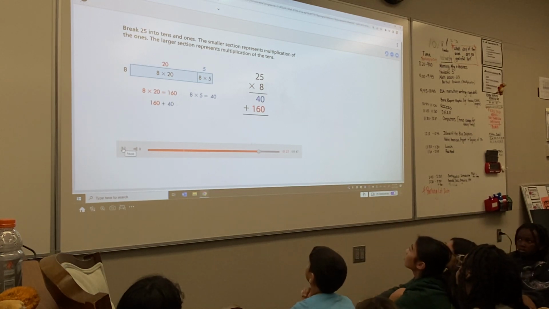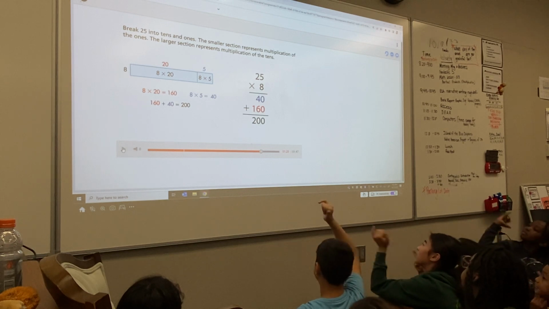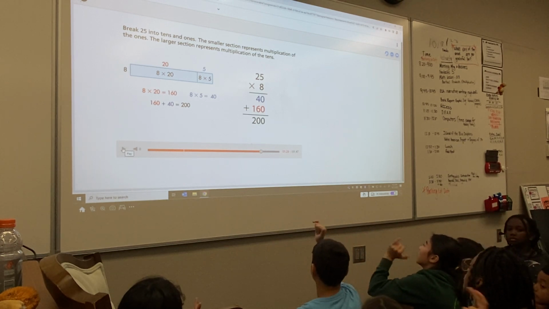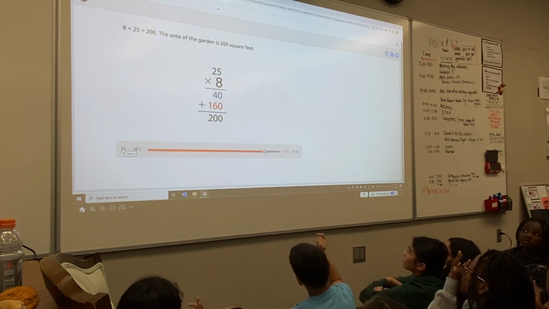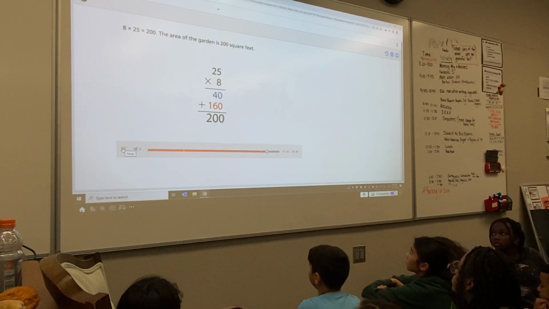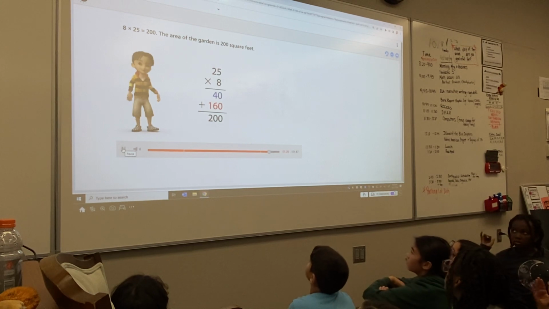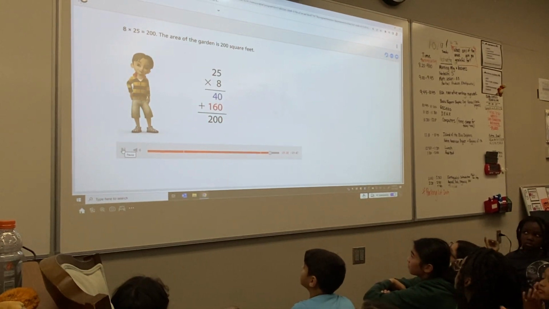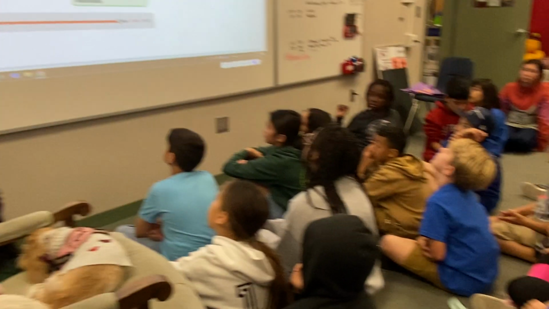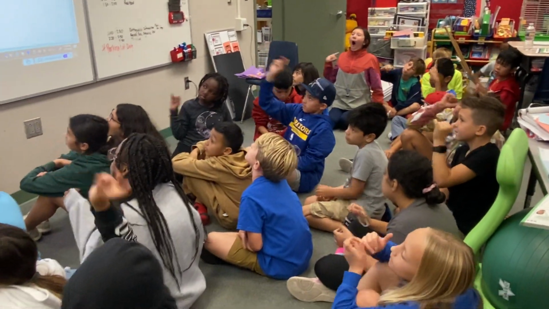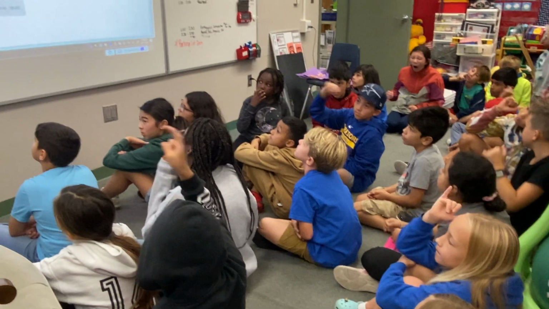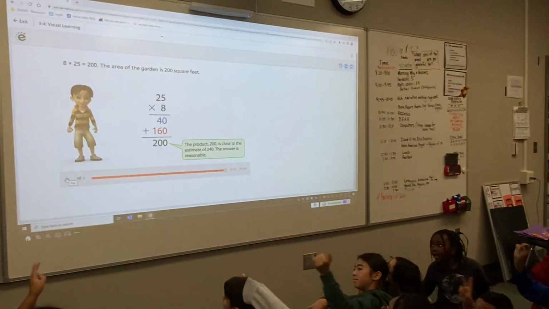160 plus 40 equals 200. Eight times 25 equals 200. The area of the garden is 200 square feet. The product, 200, is close to the estimate of 240. The answer is reasonable. Yeah? Do you get it?